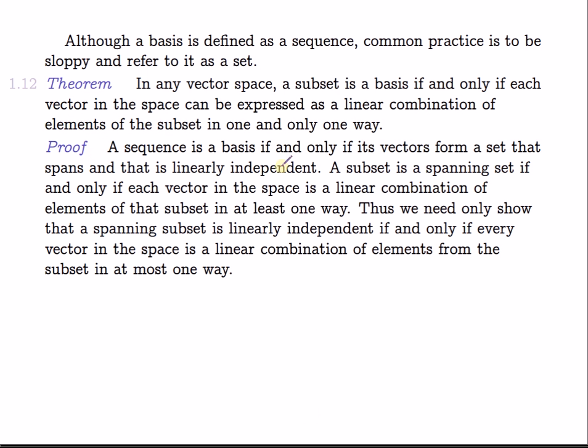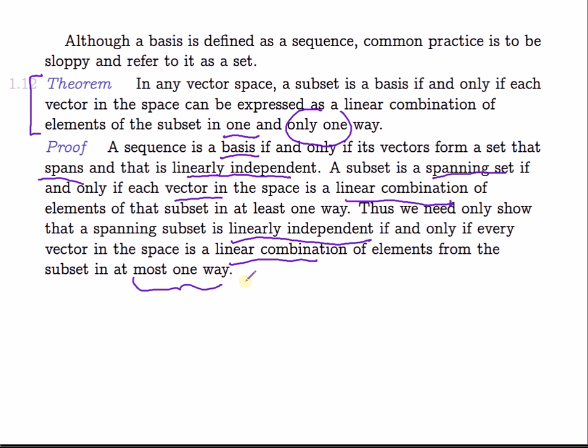So let's begin with the proof. Recall that a basis both spans and is linearly independent. The fact that it's a spanning set shows that any vector in the space is a linear combination of the vectors in the set. So we've shown that every vector in the space can be expressed as a linear combination in at least one way. Now, the theorem says we want to show that any vector can be expressed in exactly one way. So that's what remains to be shown. We need to show that if the spanning set is linearly independent, then the expression of the vector as a linear combination of elements can take place in at most one way.